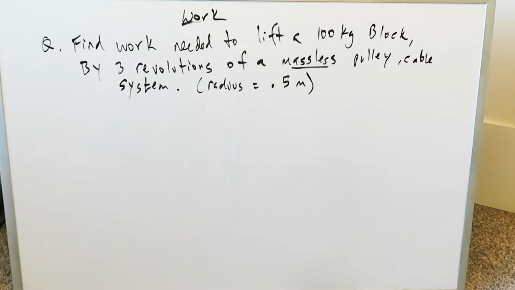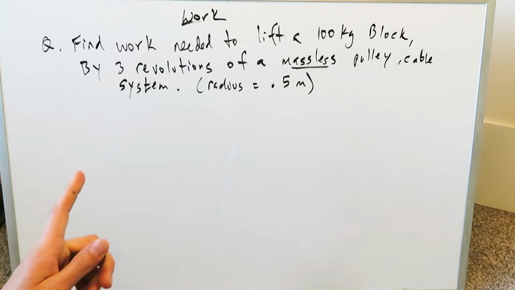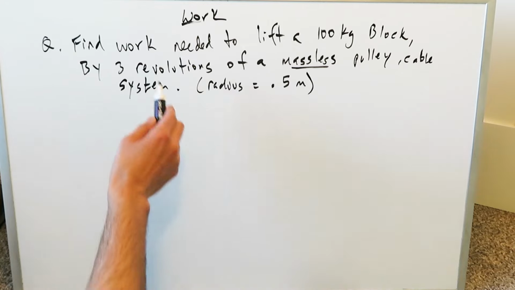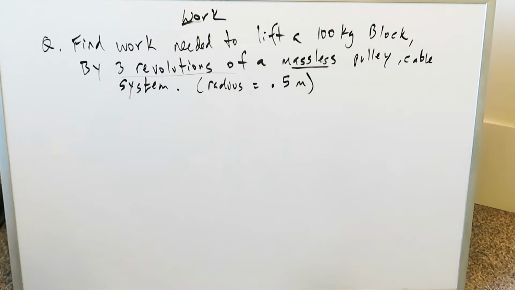We're continuing here with this concept of work and using integrals to do the calculation of work. Because if you have a function which is representing some sort of force, the area below that curve will represent the work. We have to find the work needed to lift a 100-kilogram block by 3 revolutions utilizing a pulley cable system which has no mass. Of course, this is an ideal situation. The pulley, the cable, no friction, no mass, and we're using that system.